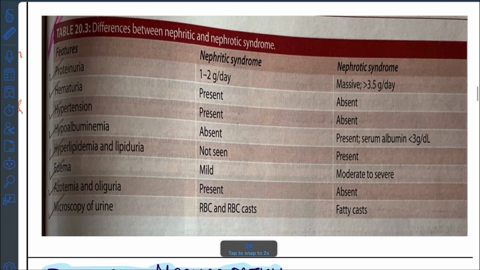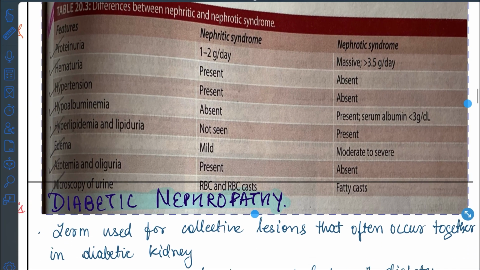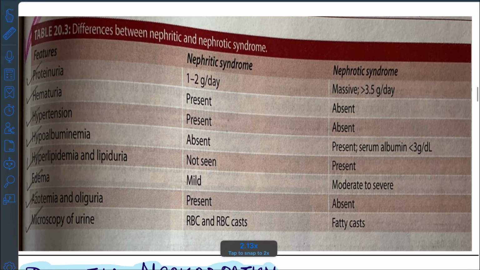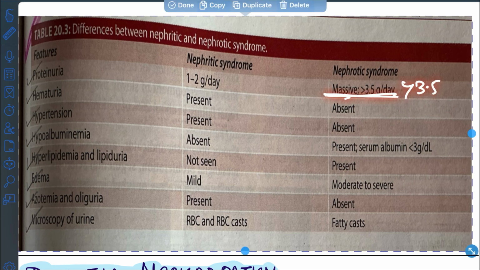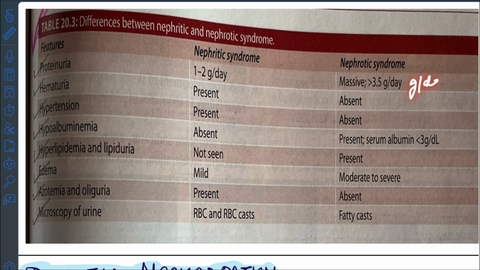So let's move forward to the difference between nephritic and nephrotic syndrome. I think it was not discussed in the first part of the video. Let's see it now. The proteinuria seen in nephritic syndrome is 1 to 2 gram per day, whereas in nephrotic syndrome there is massive proteinuria, more than 3.5 gram per day.